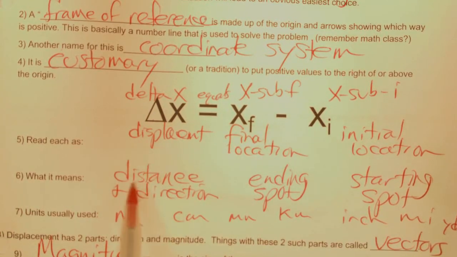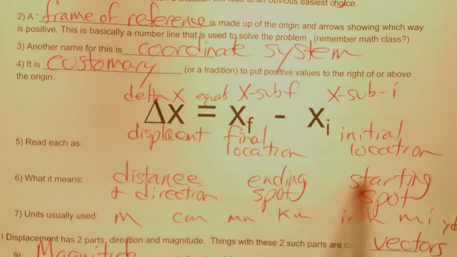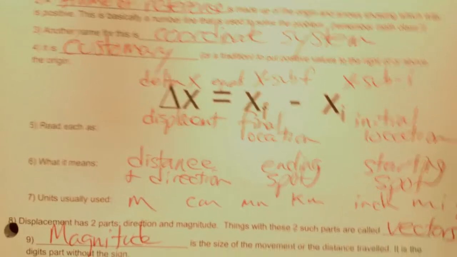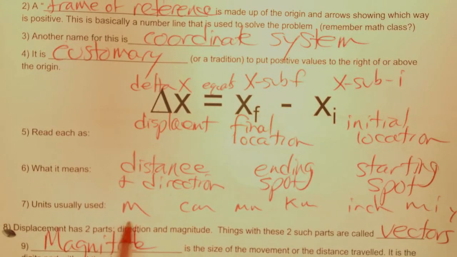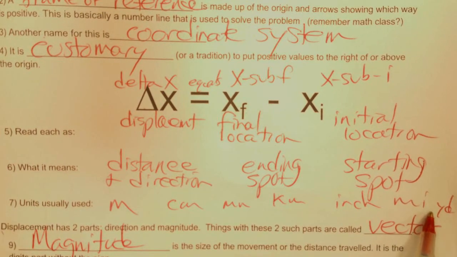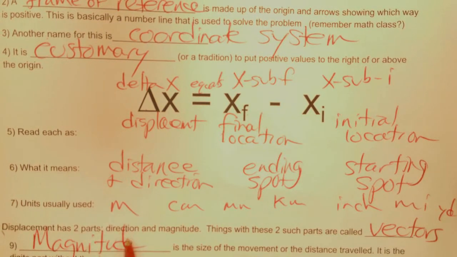Okay, so the displacement is both distance and direction. Not only how far did it go, but did it go to the right or to the left, up or down. Final location is the ending spot, initial is the starting spot. Now, we can tell that numbers refer to these kind of x's if the numbers have the right kind of unit. If the numbers have units of meters, centimeters, millimeters, kilometers, inches, miles, yards, and all sorts of other things, furlongs if you are a horse racer, any of those would be an indication that those numbers go into the equations for the x's.